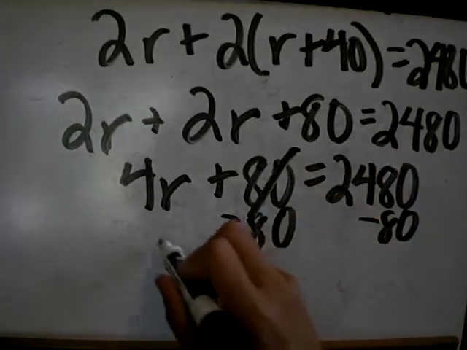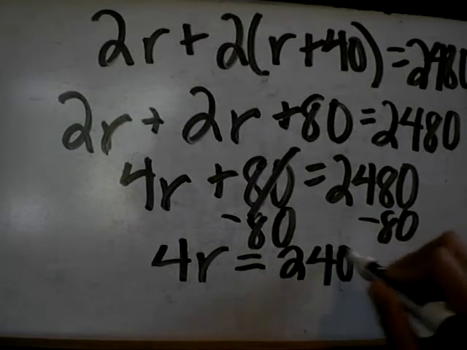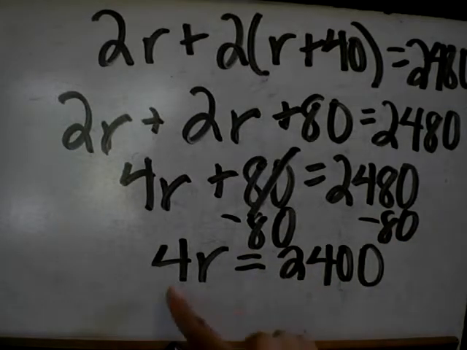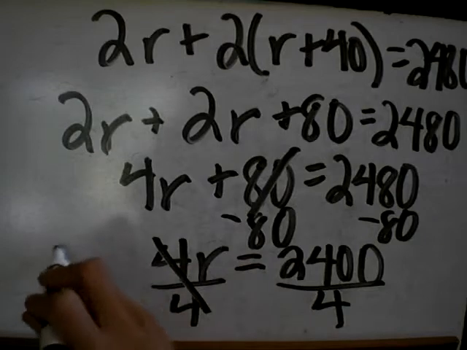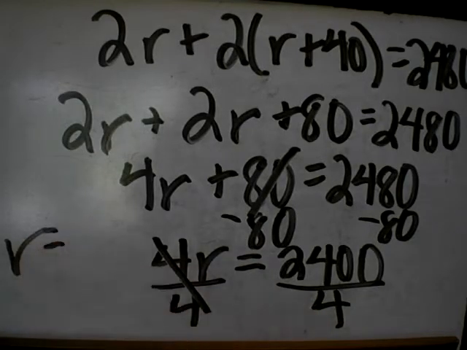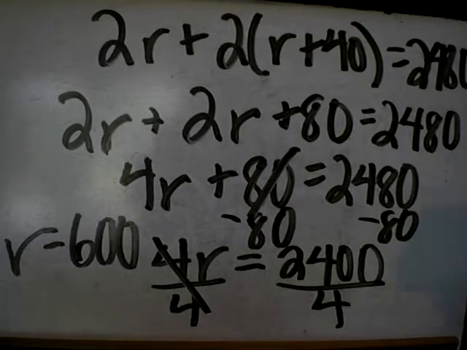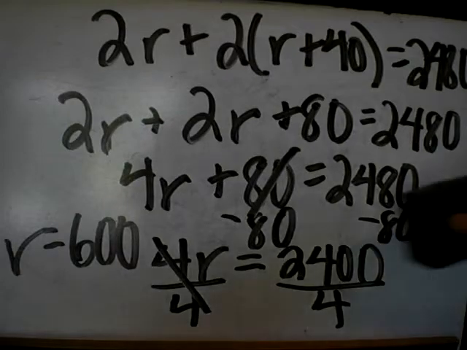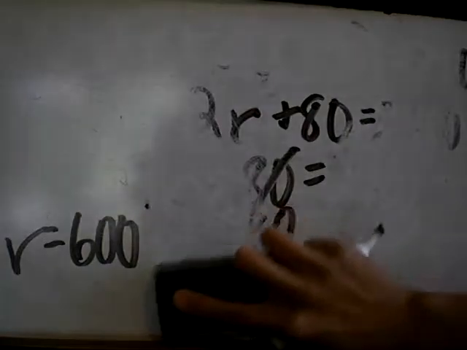Now I'm left with 4r equals 2,400. Then we've got to get rid of this 4, so we divide by 4 on both sides, and we have r equals 600. So we've got r figured out. We know what the rate is.